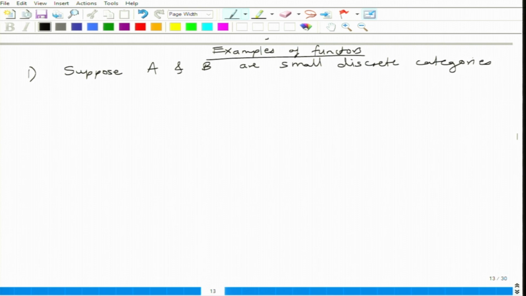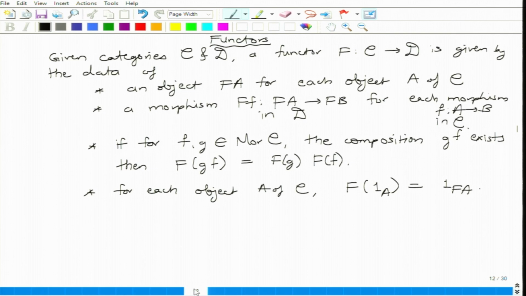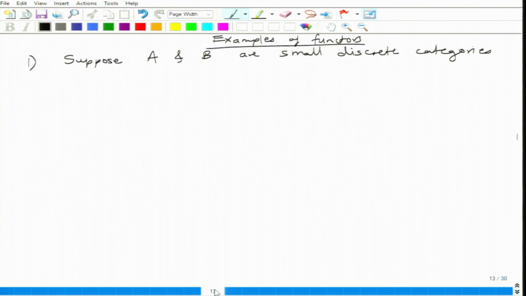Very good. So out of all these definitions, all this data, what has to be preserved? Objects should go to objects. So what are objects? Objects are elements of the set. So elements should go to elements, identities automatically go to identities, and there are no other morphisms to care about. So basically just that much data. So then a functor f from A to B is simply a function.